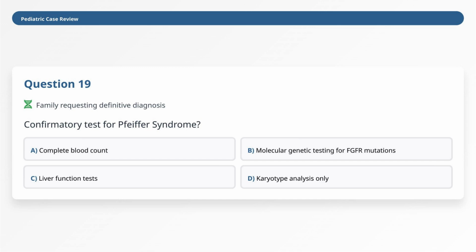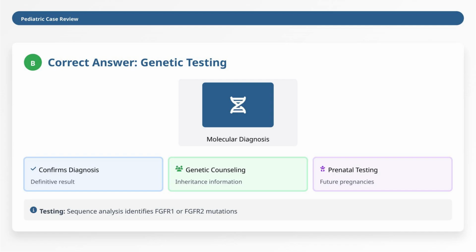Question 19. A family with a clinically diagnosed child seeks definitive diagnostic confirmation and information for family planning. What test provides confirmatory diagnosis of Pfeiffer syndrome? Option A, complete blood count. Option B, molecular genetic testing for fibroblast growth factor receptor mutations. Option C, liver function tests. Option D, karyotype analysis only. The correct answer is B.